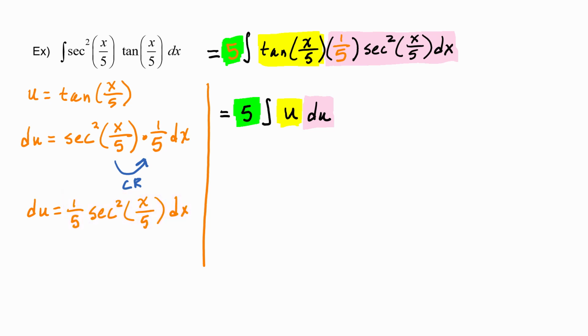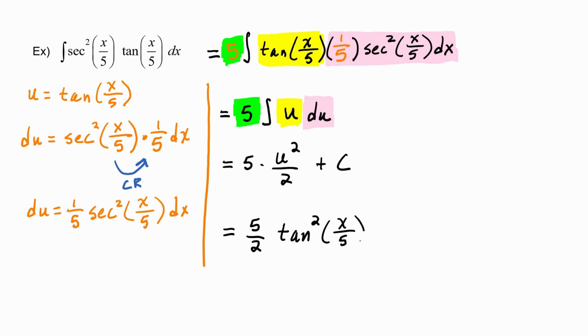Now when we integrate this, we have 5 times u squared over 2 plus c, which means when we switch back to the x variable, we have 5/2, then replacing the u with tangent of x over 5, we can write that as tangent squared of x over 5, because we had u squared here, and then we bring down the plus c.